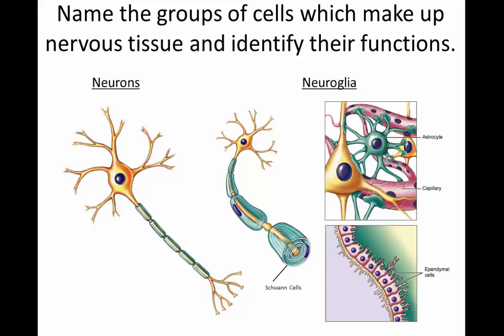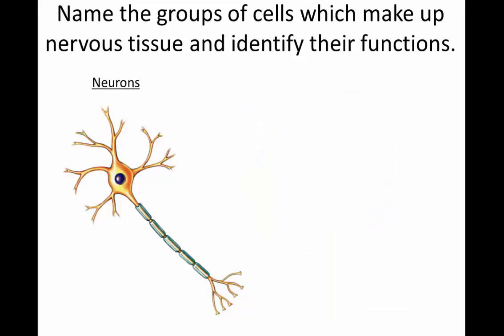Another type of neuroglia that we find in the central nervous system are ependymal cells. Later on in this unit, we'll talk about the cerebrospinal fluid, a fluid that covers the brain and the spine. And so this fluid is actually made by the ependymal cells found in the central nervous system, found in the brain and spine. So let's take a closer look at the neuron.